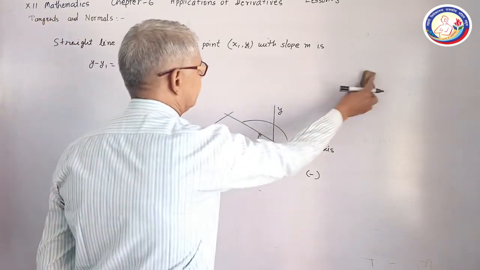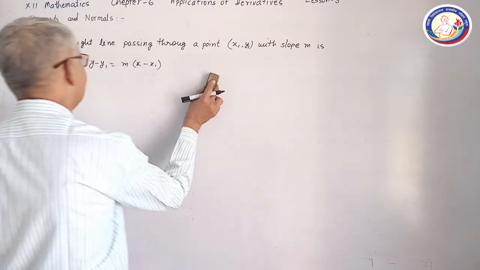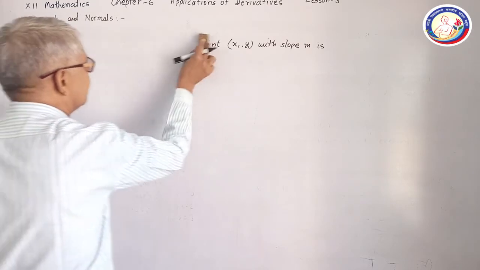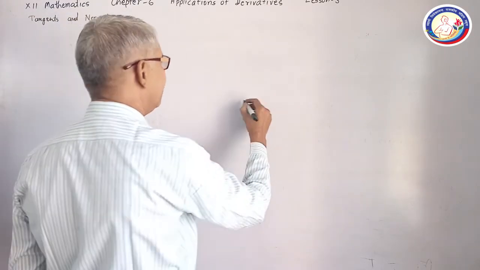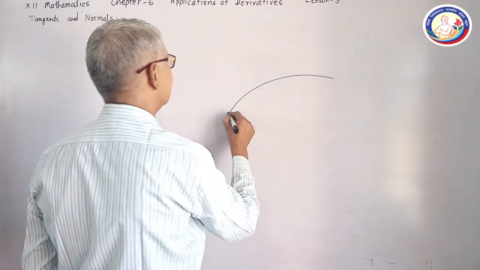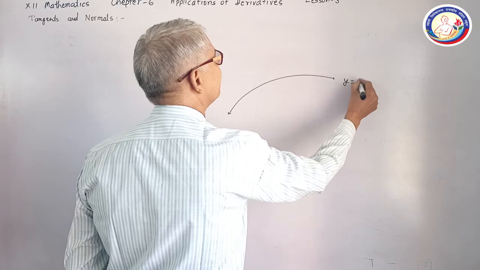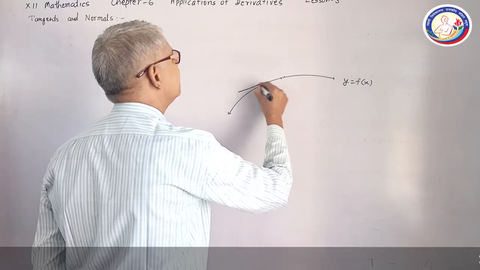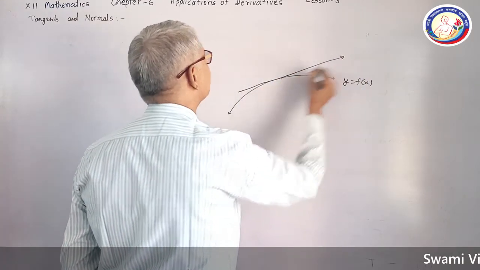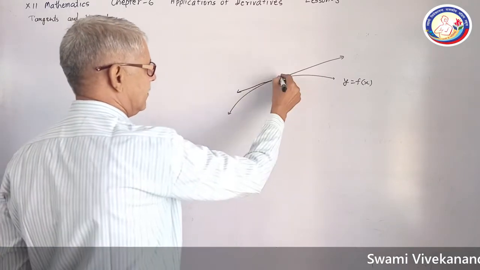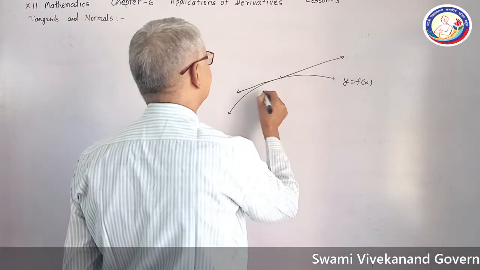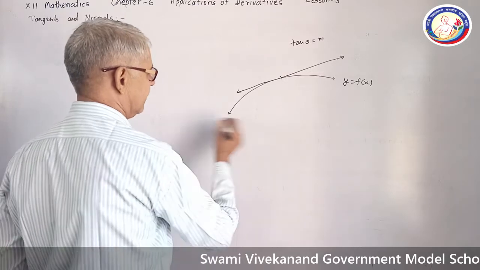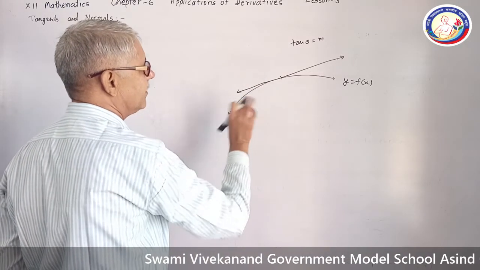So using the theory of equation of lines, different forms of line, we can find tangent and normal. Further, if there is a curve given by y equal to f(x), and there is a certain point, and this is the tangent, its slope is m, it means tan theta equal to m. The angle made by this line with the x-axis is theta.